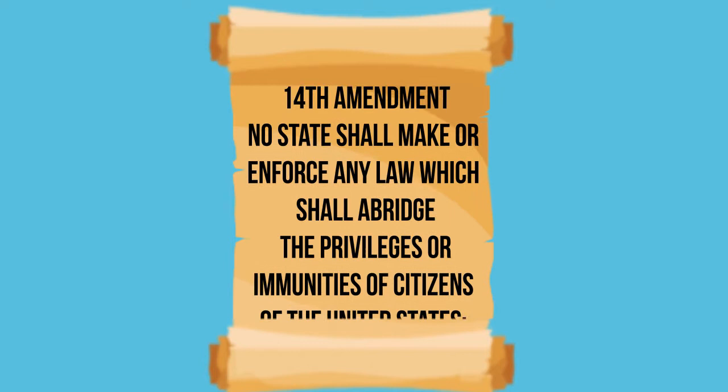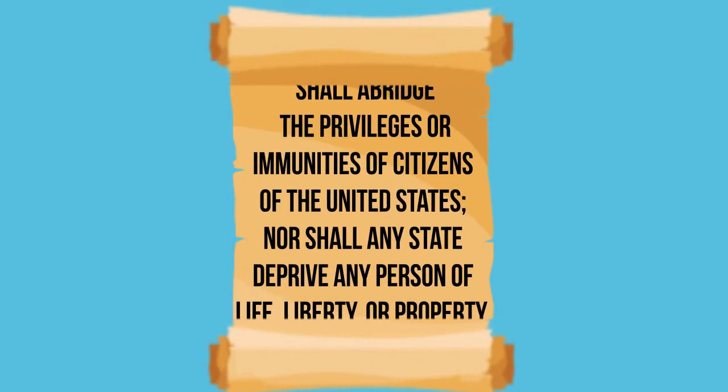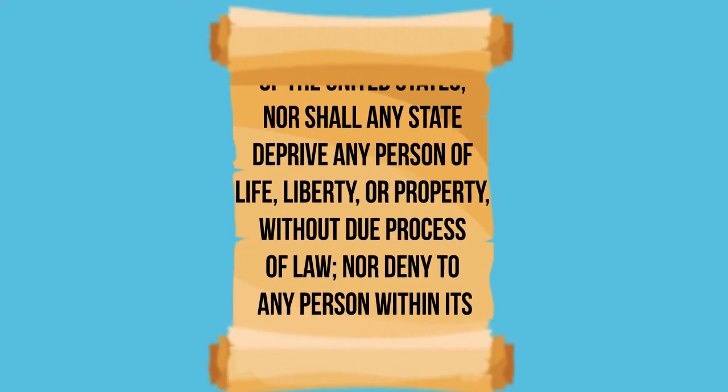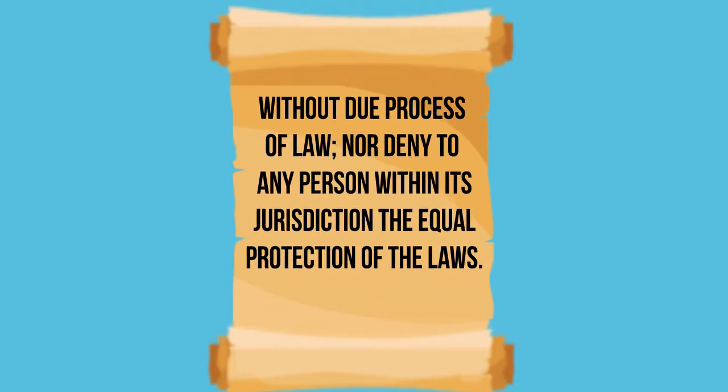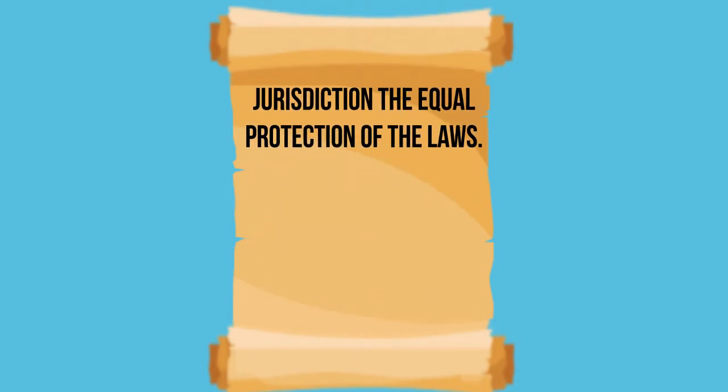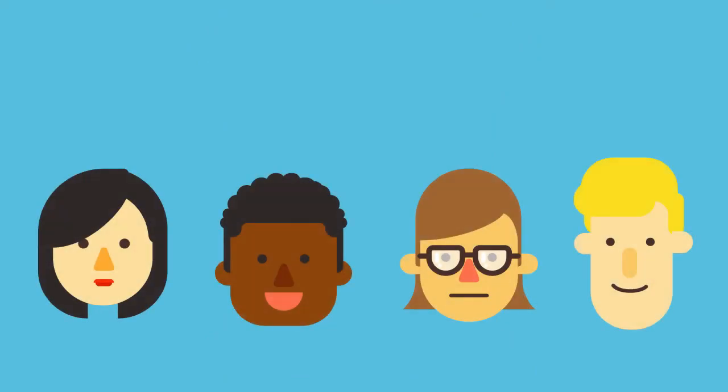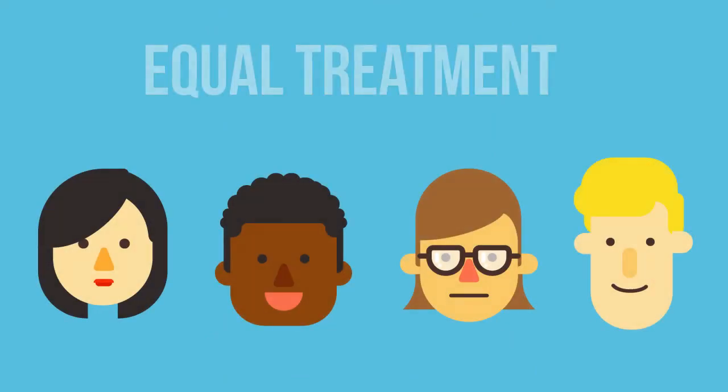The 14th Amendment states that no state shall make or enforce any law which shall abridge the privileges or immunities of citizens of the United States, nor deny to any person within its jurisdiction the equal protection of the laws. In other words, this means that a state and our federal government must treat an individual in the same manner as others in similar conditions and circumstances.